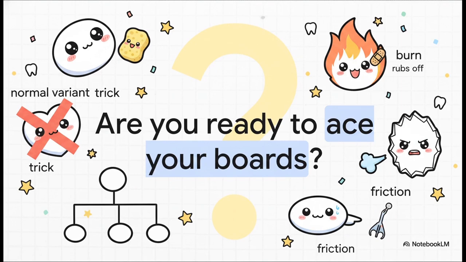Look at how far we've come. You now know exactly why the mucosa turns white. You can spot the normal variants that try to trick you. You know that if a lesion rubs off, you're dealing with a pseudomembrane from a burn. And if it doesn't rub off, you can figure out whether it's simple friction or a high-risk keratosis demanding a biopsy. You have officially mastered the matrix.